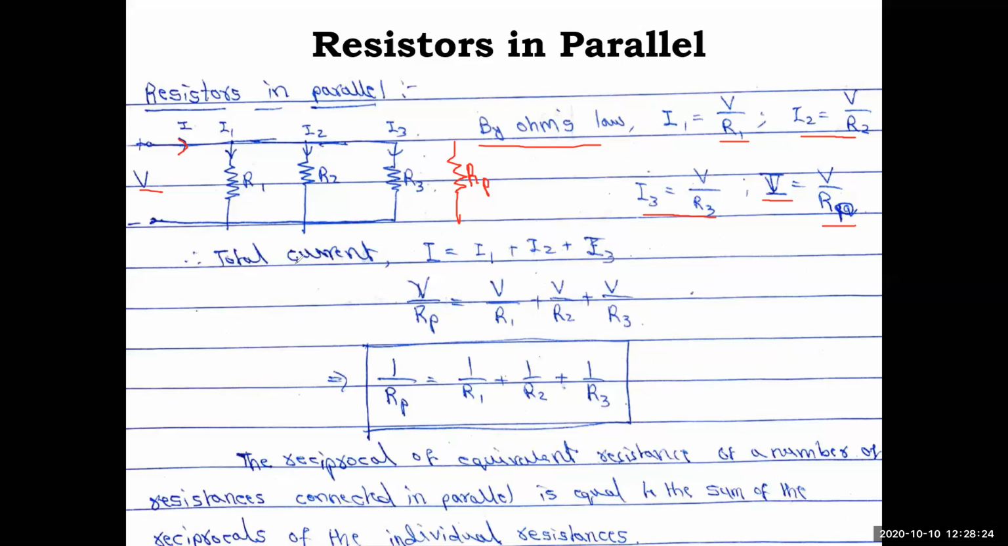Substituting from the properties of parallel connection, the total current I is equal to I1 plus I2 plus I3. I is V by RP, I1 is V by R1, I2 is V by R2, and I3 is V by R3. V is constant, so it cancels out on both sides. What remains is 1 by Rp equals 1 by R1 plus 1 by R2 plus 1 by R3, and this holds for any n number of elements. From this we can state that the reciprocal of the equivalent resistance of a number of resistances connected in parallel is equal to the sum of the reciprocals of the individual resistances.